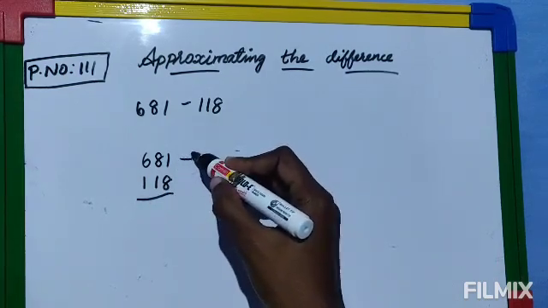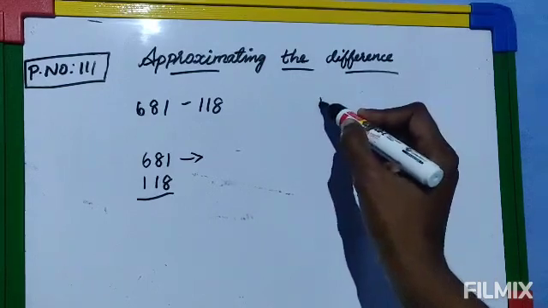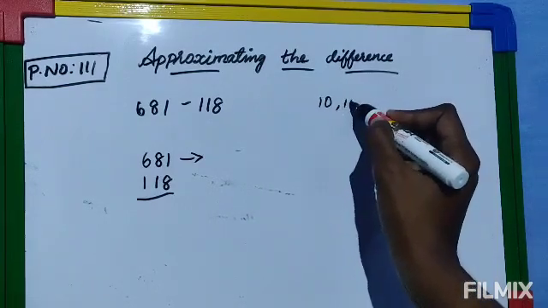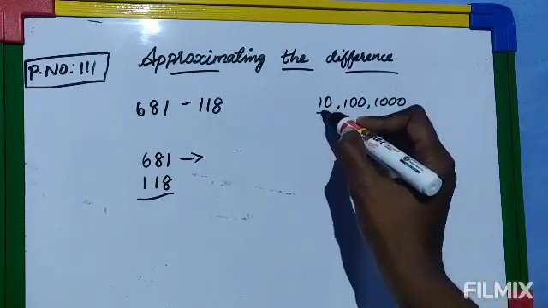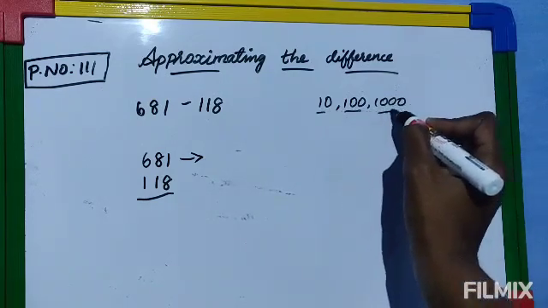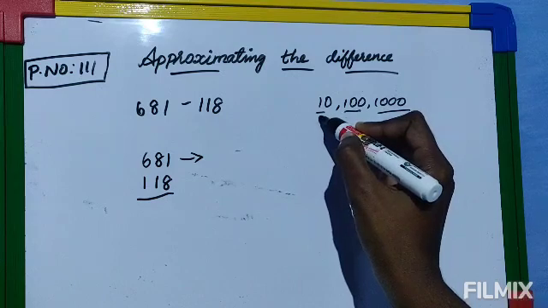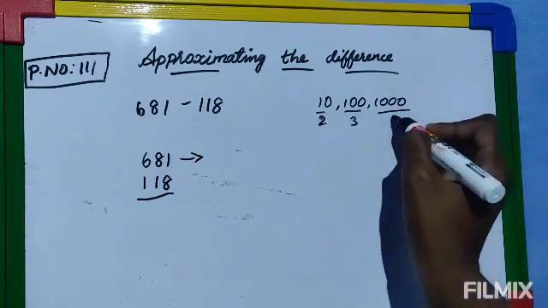Okay, now you approximate this one. Already you have learned approximation of 10, 100 and 1000. So 10 is 2 digit, 100 is 3 digit, 1000 is 4 digit. This is 2, this is 3, this is 4.